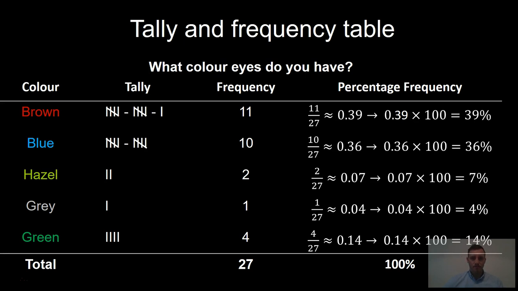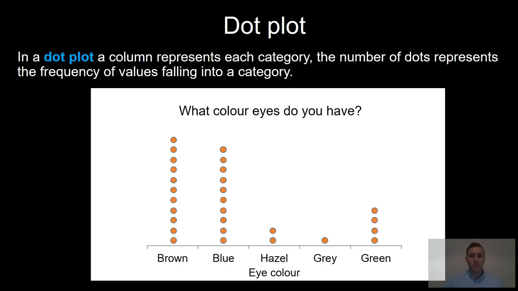One of the first graphs you might have learnt to draw is a dot plot. In a dot plot, a column represents each category. The number of dots represents the frequency values falling into a category. A dot plot is made up of dots plotted on a graph. Each dot represents a specific number of observations from that data set.